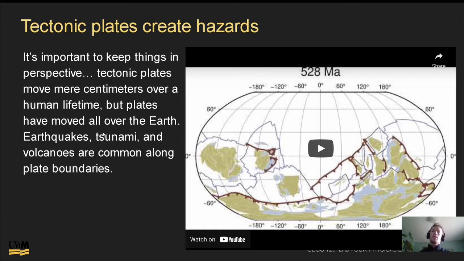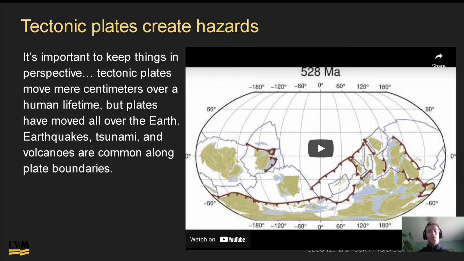So keeping this in mind, that tectonic plates move very slowly, but there's so much force involved. You know, how much energy it would take to move these giant sheets of rock floating on top of a molten layer. I mean, that's mind-blowing. So, of course, it would make sense that these hazards, such as volcanoes, earthquakes, and tsunamis, which themselves release so much energy, arise most commonly from tectonic plate activity.